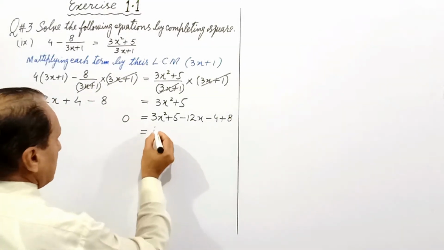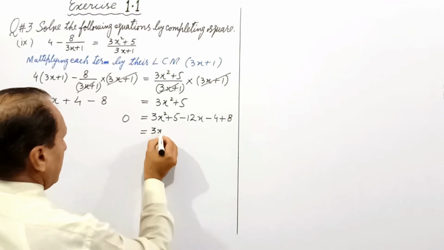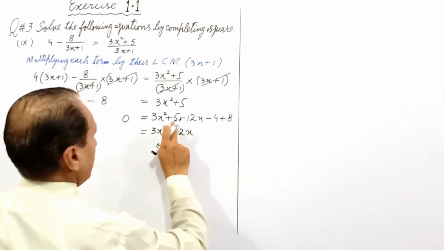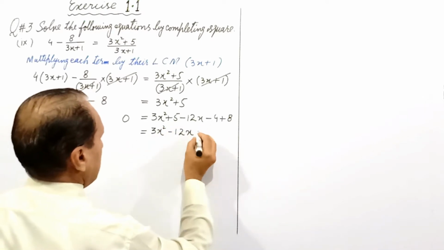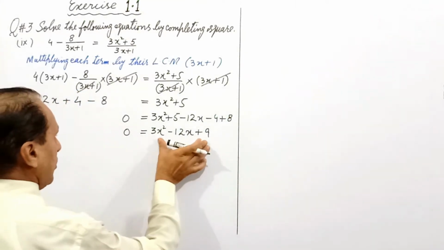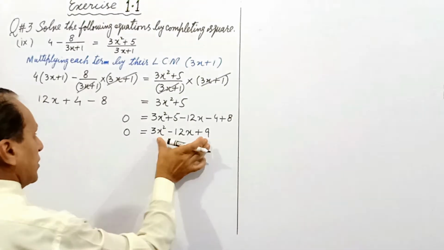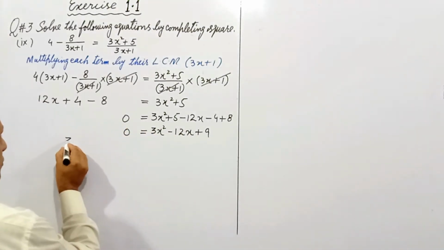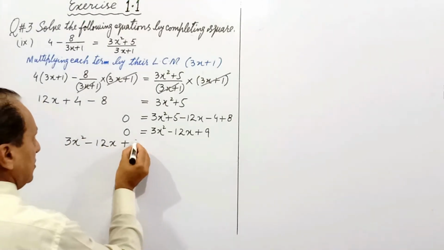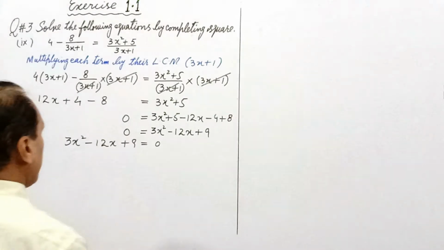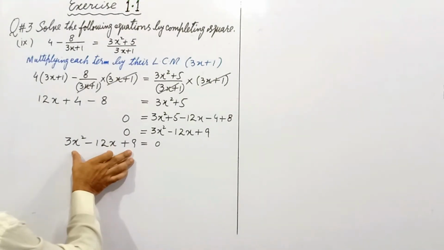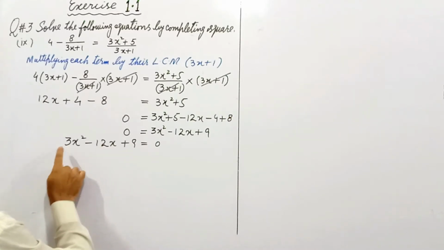We simplify that side, 3x square minus 12x according to the standard form, and then 5 minus 4 1 plus 8 plus 9 we have. We have the equation in standard form, so according to symmetric property we take it to the left hand side. 3x square minus 12x plus 9 is equal to 0. According to method of completing square, we have to divide each term by the quadratic coefficient.